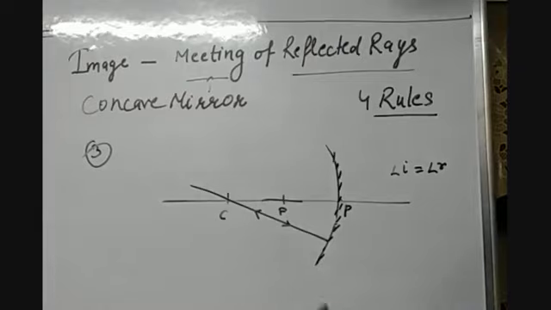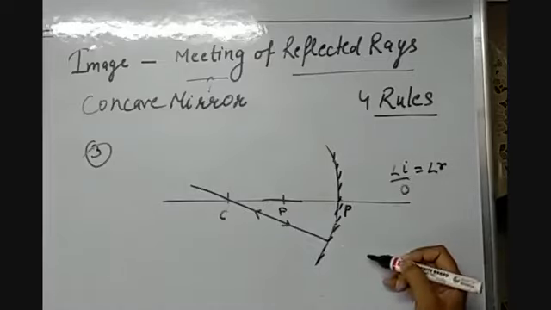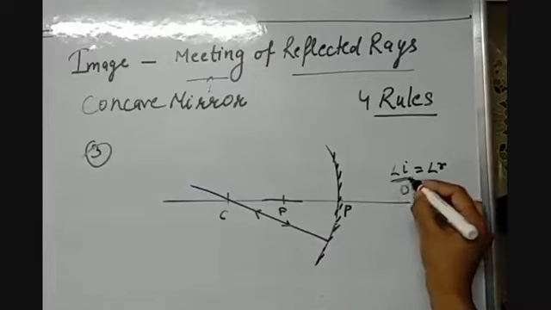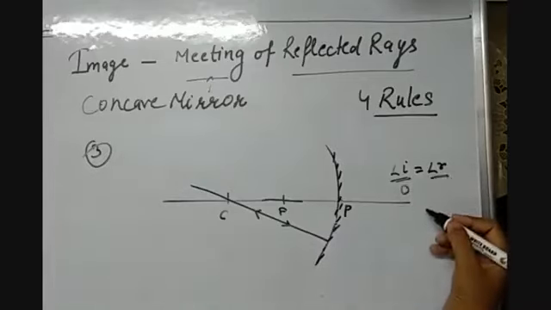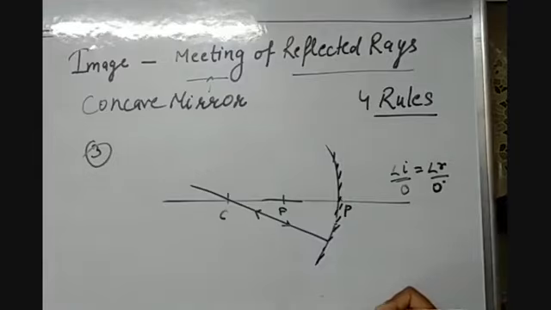One thing to remember is that when a light ray is incident normally, then angle I would be 0, and as angle I is equal to angle R, then R must be 0 degrees, as the incident light ray is making a 0 degree angle with the normal of the sphere.